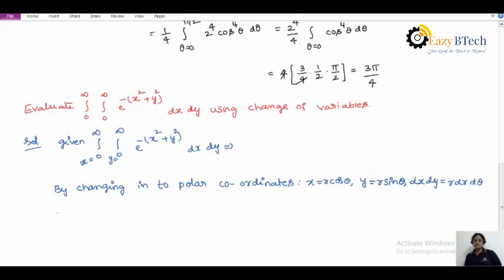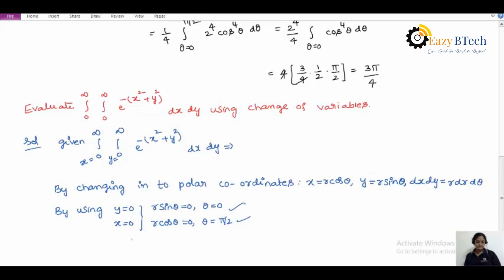If you do all these substitutions, the question becomes in terms of r and theta. Then we need the r and theta limits here. By using y is equal to 0 and again x is equal to 0: y is r sin theta is equal to 0, then theta is 0. By using x is equal to 0, r cos theta is equal to 0, then theta is pi by 2. These two are the limits of theta, 0 to pi by 2.